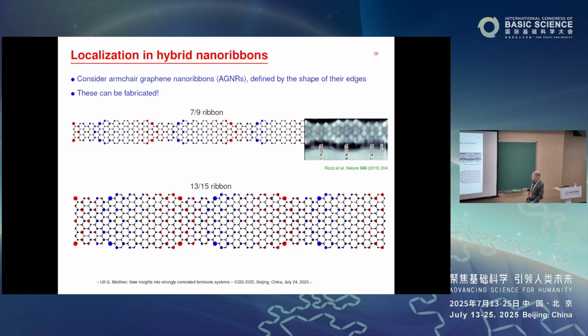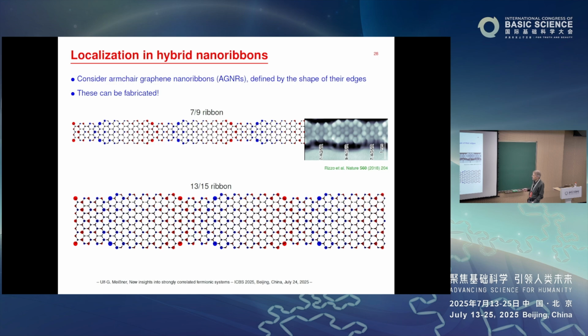7 means this is the width, and the length is given by how often this basic pattern repeats. There's 3 here and 5 here. So the 7: 1, 2, 3, 4, 5, 6, 7. And this is a 9 ribbon, where you have 9 in the basic cell. And so if you put 2 of them together, because they have different topologies, you can get these localized states. I show this in a moment here on the edges.